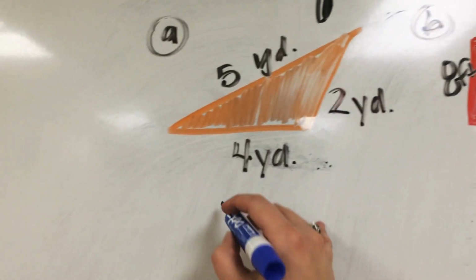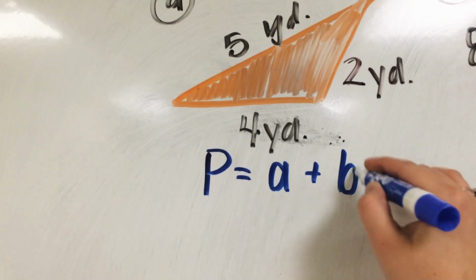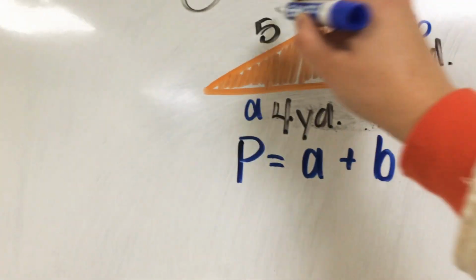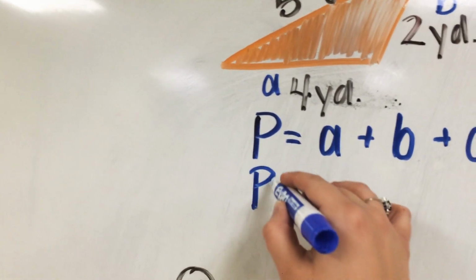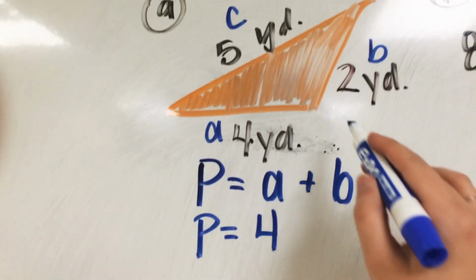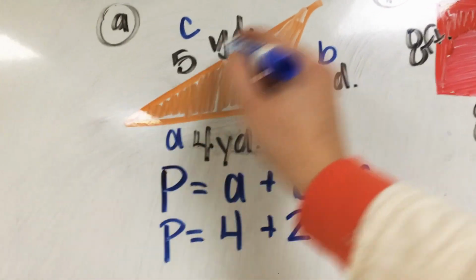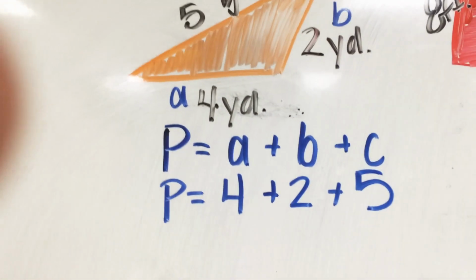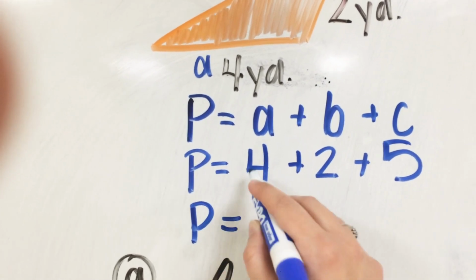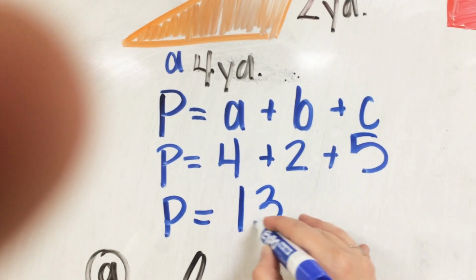So our formula is P equals A plus B plus C. Okay, so let's say this one is A, this one is B, and this one is C. So what we're going to do is our perimeter equals 4, length A is 4 yards, length B is 2 yards, so 4 plus 2, plus length C is 5 yards. Okay, so we're only using addition. So we have our perimeter equals 4 plus 2 is 6, plus 5 is what? 11. Our perimeter equals 11.